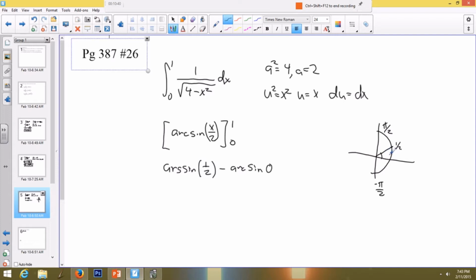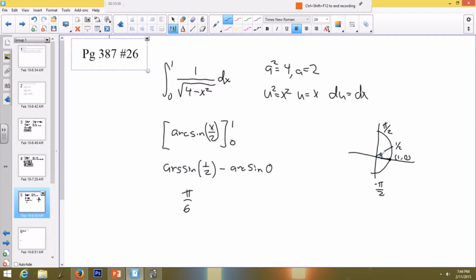And if you remember your unit circle, the arcsine of a half, the only value that's going to give you a y value of a half is if you have an angle of pi over 6. And the arcsine of 0, I get a y of 0 right there at 1, 0.